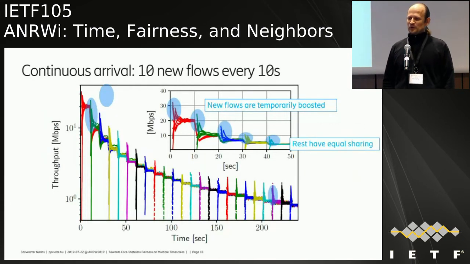Maybe I will show this slide first. So in this example, there are continuous arrivals. 10 new flows arrive to the system every 10 seconds. And you can see that the number of flows of course increases, so the per flow equal bandwidth decreases. But each of the new flows is temporarily boosted in each and every case, independently of the number of flows. And then they all converge to the equal share as we desired.